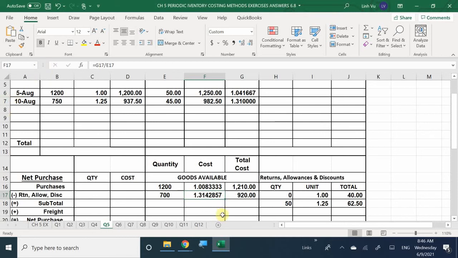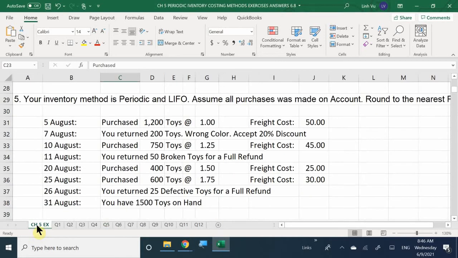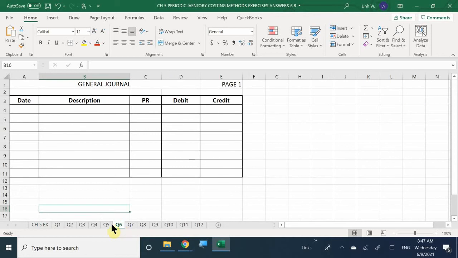So looking at our batches that we purchased, for the first one we got a discount, and for the second one we actually returned some stuff. So let's see what happened next. 400 at $1.50. I think I messed up. $600. So you purchased 400 toys at $1.50, which came to $600.